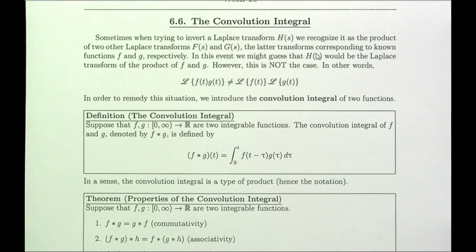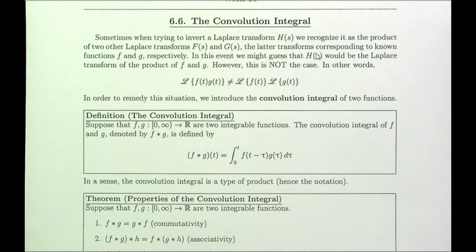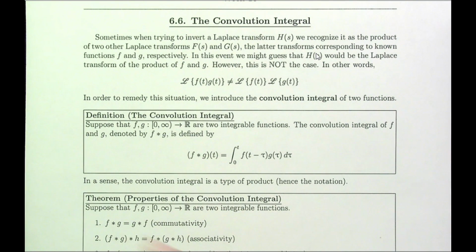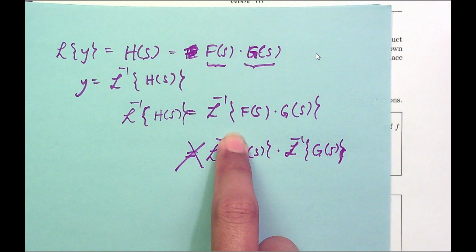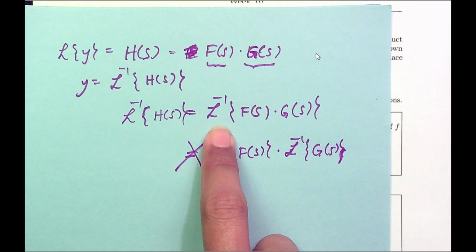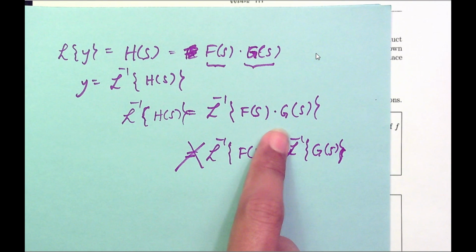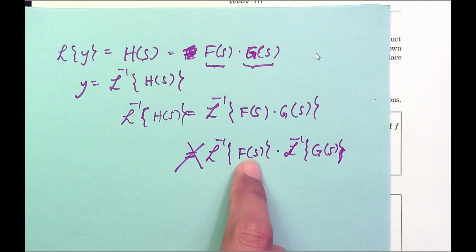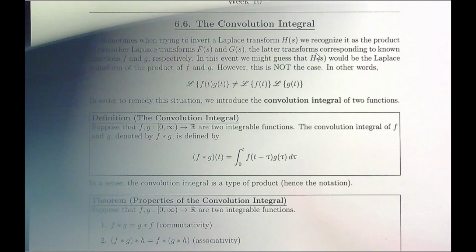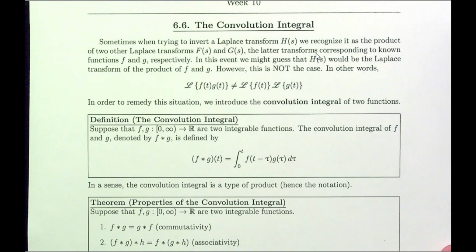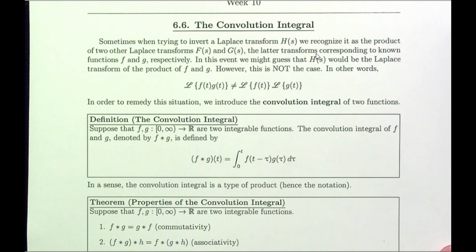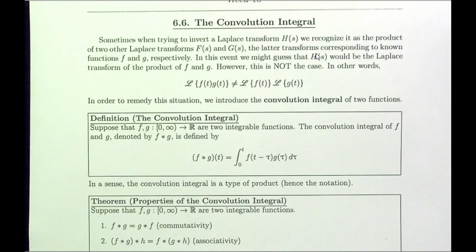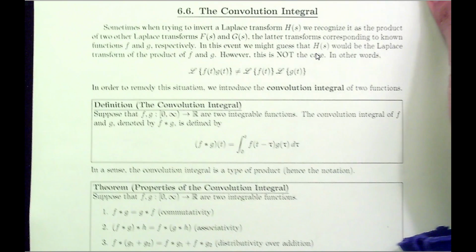So we introduce then a notation, a concept that allows us to describe how to find the Laplace inverse of a product using the Laplace inverse of each of these pieces. So how do you put them together to get the Laplace inverse of h? That is by means of the convolution integral. So what is a convolution integral?